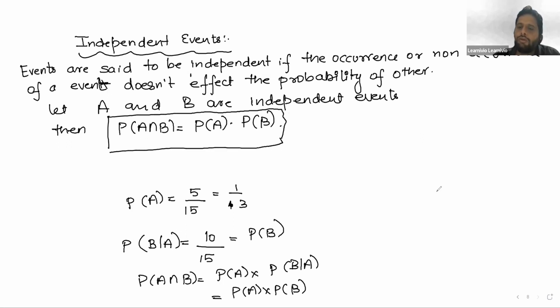So here A is not affecting the probability of B. In a 1 mark question, they can give you two events, and they can even give you the probabilities, and they will ask you to check whether these two events are independent or not. Whenever they ask you to check if events are independent, you have to use this formula: P(A intersection B) is equal to P(A) into P(B). If LHS is equal to RHS, then we will say the events are independent. Otherwise, the events are not.